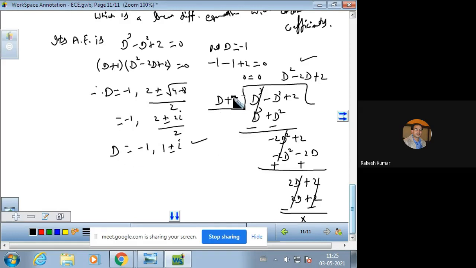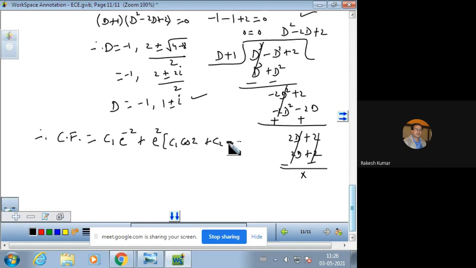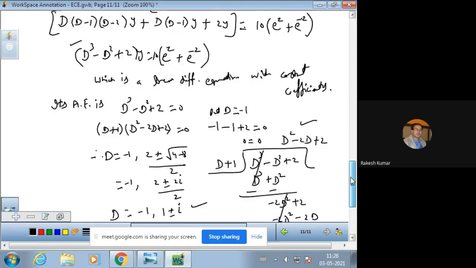3 roots are there. So if 3 roots are there, you will be able to write down the complementary function now. The complementary function will be C1 e raised to power minus z. Remember, we are in z variable now, plus the real part is there, that is plus 1. So e raised to power z, C2 cos of z plus C3 sine of z. This is the complementary function. Actually, this is the procedure of solving.